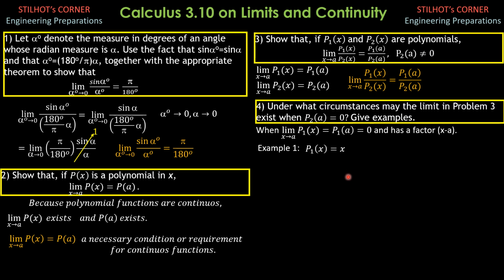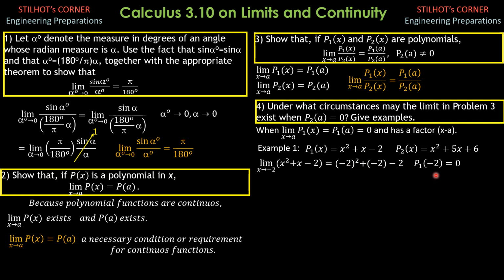Example 1. p1 of x is equal to x squared plus x minus 2. When x approaches negative 2, negative 2 squared plus negative 2 minus 2 approaches 0. The second polynomial, p2 of x, is x squared plus 5x plus 6. The limit as x approaches negative 2 of x squared plus x minus 2 is the function value when x is negative 2, and that is 0. In fact, it is exactly 0 when x is negative 2, but for this limit here, it only approaches 0.